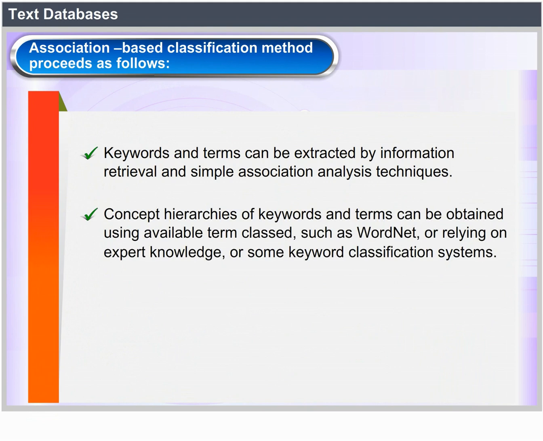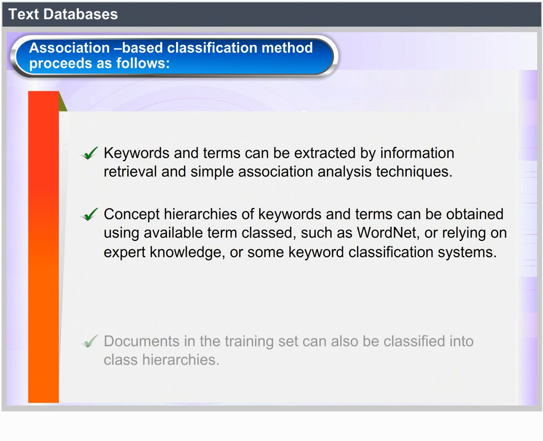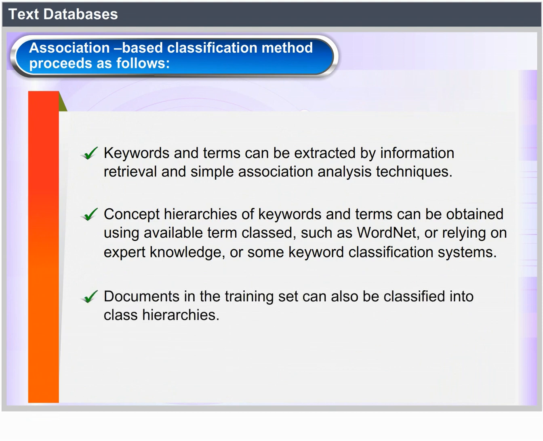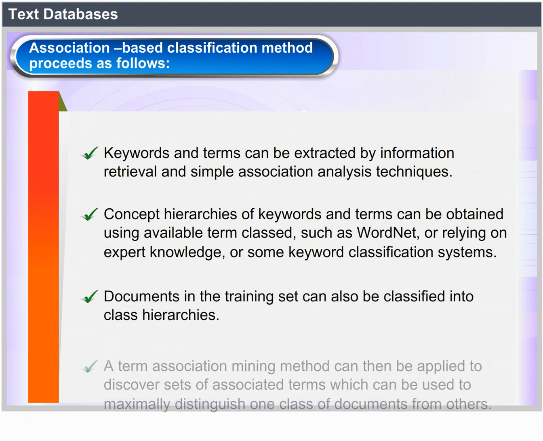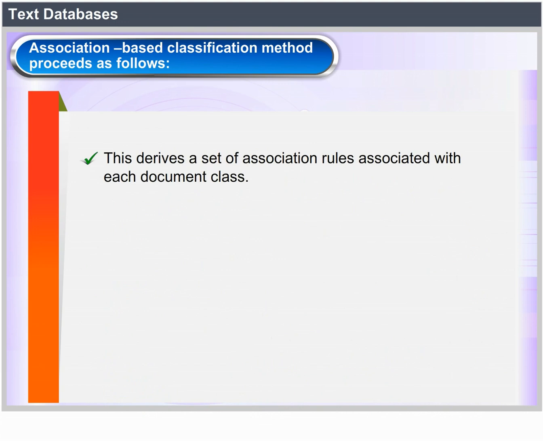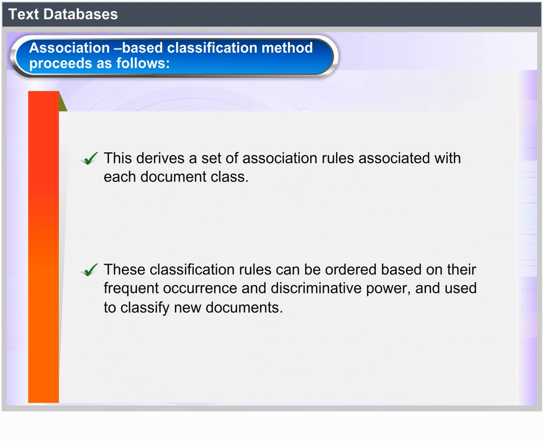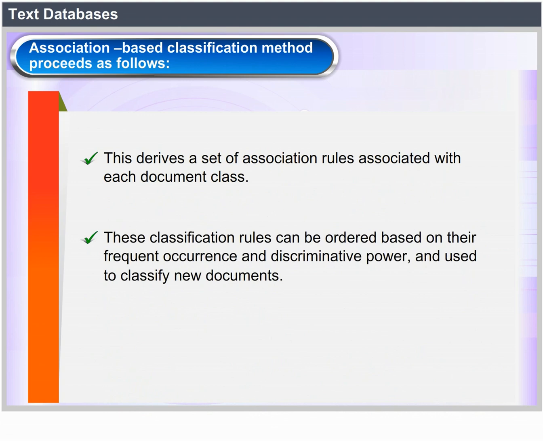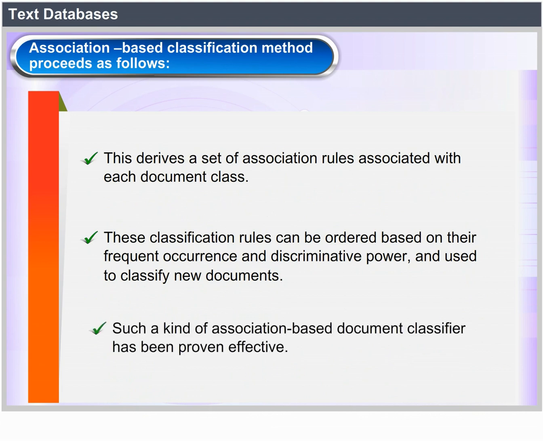Documents in the training set can also be classified into class hierarchies. A term association mining method can then be applied to discover a set of associated terms that can be used to maximally distinguish one class of documents from others. This derives a set of association rules associated with each document class. Such classification rules can be ordered based on their occurrence frequency and discriminative power and used to classify new documents. Such an association-based document classifier has been proven to be effective.